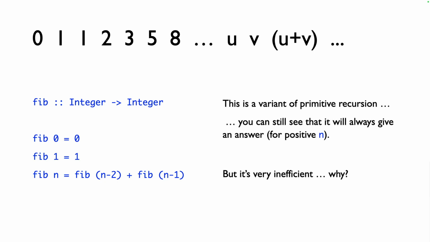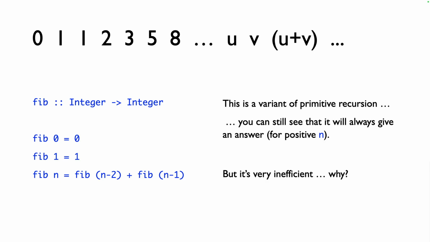And this is a variant of primitive recursion. So the value at n doesn't just depend on the value at n minus 1, it depends also on the value at n minus 2. But what we can see there is it still is a definition that will always give an answer, because if you start with a positive n, then the recursive calls to fib are to smaller values of n. So you will finish up getting down to 0 and 1, where the definition bottoms out.